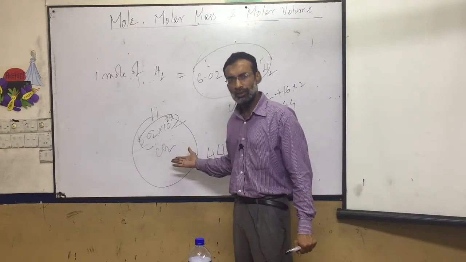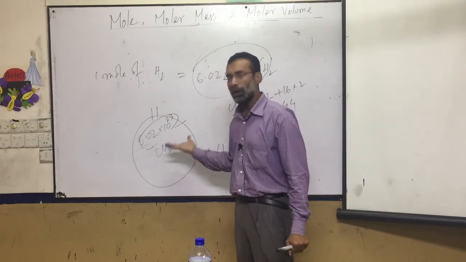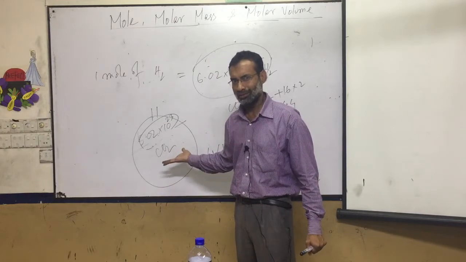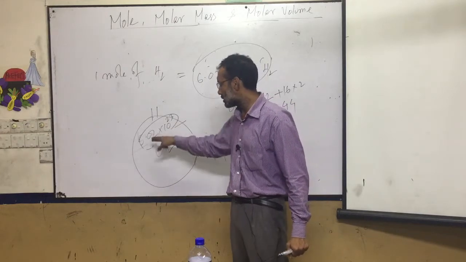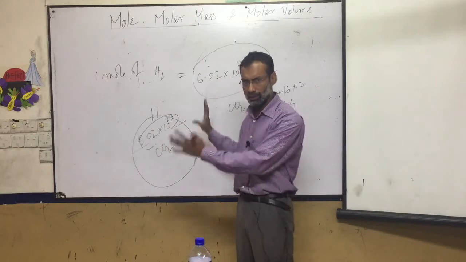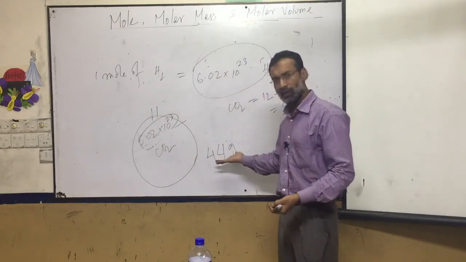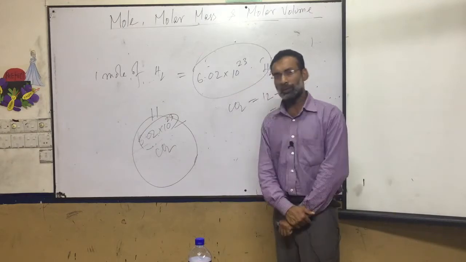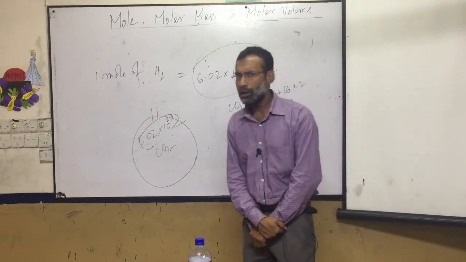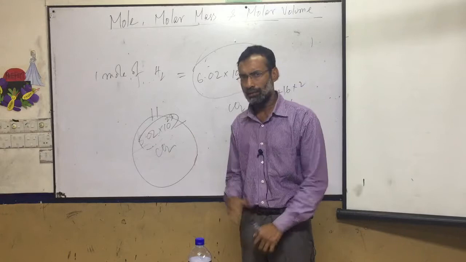This is a balloon, and this balloon has 1 mole carbon dioxide in it. 1 mole carbon dioxide, 6.02 10 to the power 23 molecules together in this balloon. This is 1 mole and this has mass, this is 44 gram. Consider now volume. Don't you think the balloon will have a volume?